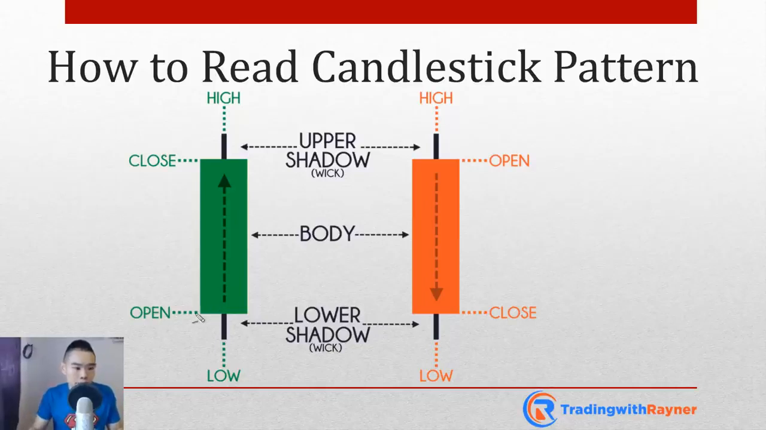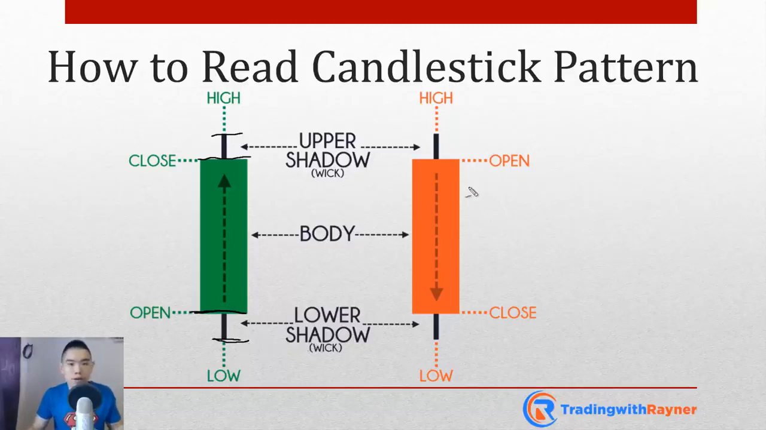So you can see that this is the opening price at this line over here. This is the opening price. This is the closing price. And when you see this black shadow over here, we call this a wick. This is the upper wick. This is the highs of the session. And this over here is the lows of the session.